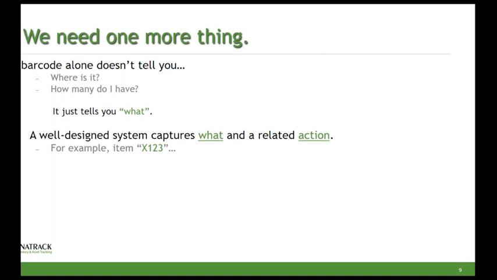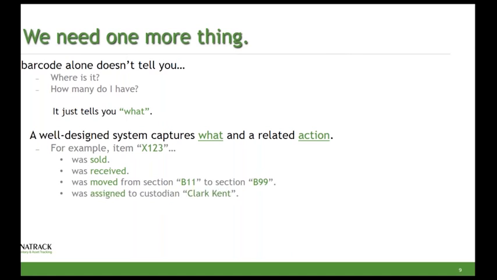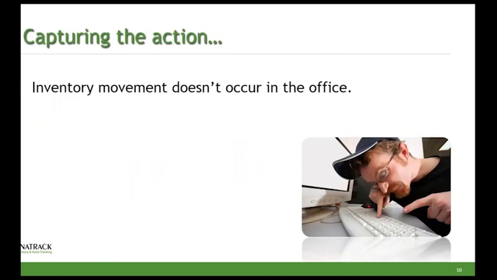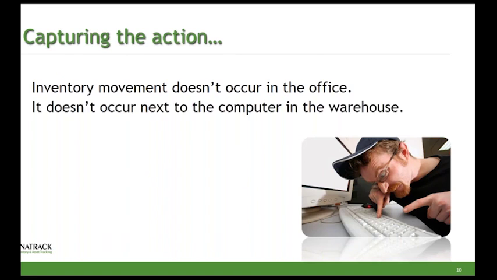So for example, item X123 was sold. It was received. We moved it from section B11 to B99. And this is interesting because in this action, the what actually has the item, a starting bin, and an ending bin. Or it was assigned to custodian Clark Kent. So the takeaway here is that the identity, which is provided by a barcode, and the action, which is provided by the transaction, is the way that you gain control. So how do you capture that action? Well, it's important to remember that inventory movement doesn't just occur in the office.